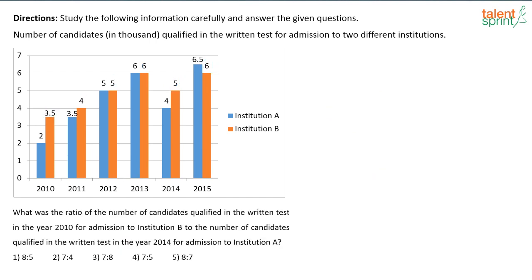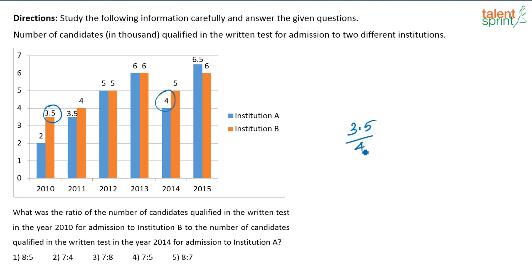Next. What was the ratio of the number of candidates qualified in the written test in the year 2010 for admission to institution B to the number of candidates qualified in the written test in the year 2014 for admission to institution A? So here you just have to look at the numbers and give the answer. What was that ratio?